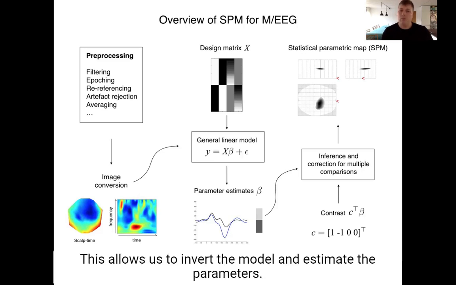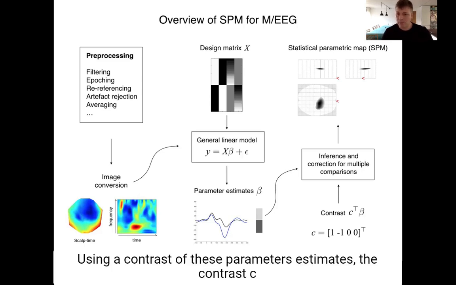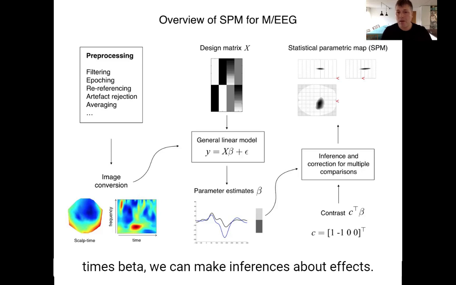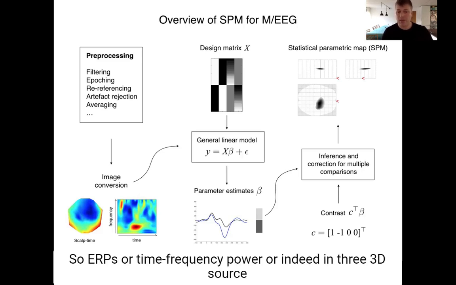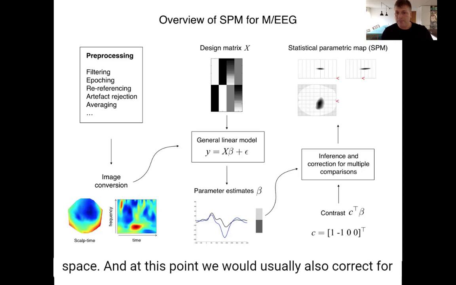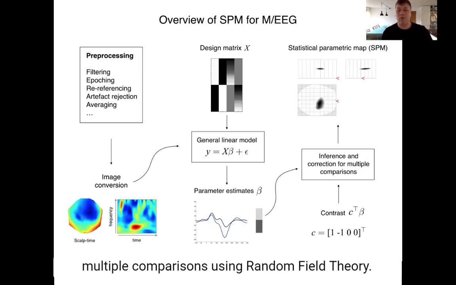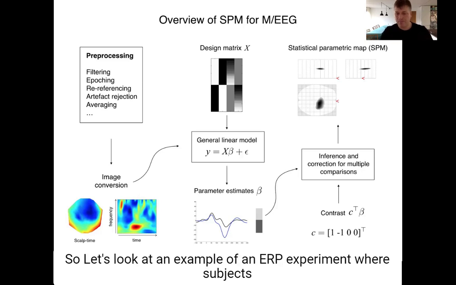And this allows us to invert the model and estimate the parameters. And using a contrast of these parameter estimates, so c contrast, c times beta, we can make inferences about effects, so ERPs or time frequency power, or indeed in 3D source space. And at this point, we would usually also correct for multiple comparisons using random field theory.